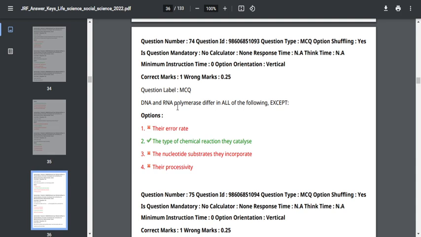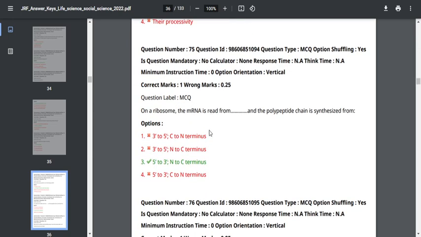What I mean to say is that they will be catalyzing phosphodiester bond formation. Okay, so that's the type of chemical reaction they catalyze. So both are going to catalyze a chemical reaction called phosphodiester bond formation.